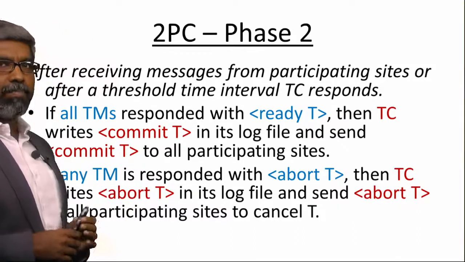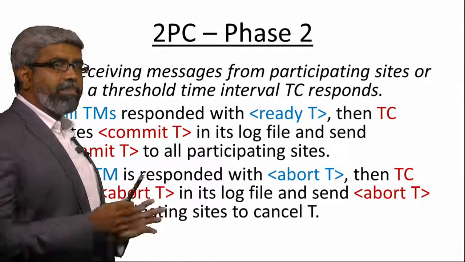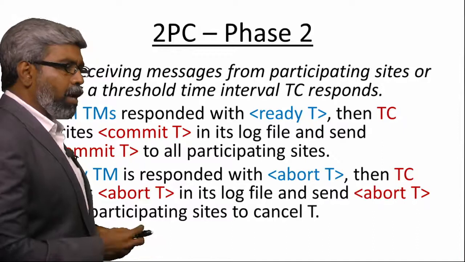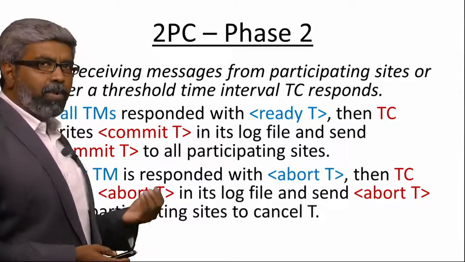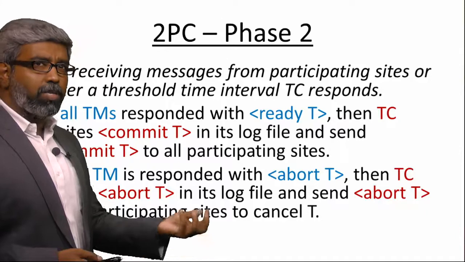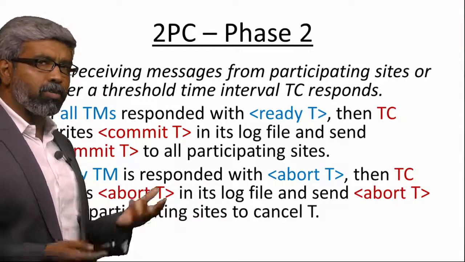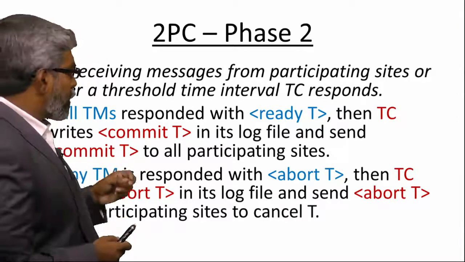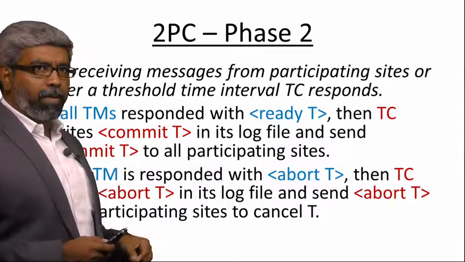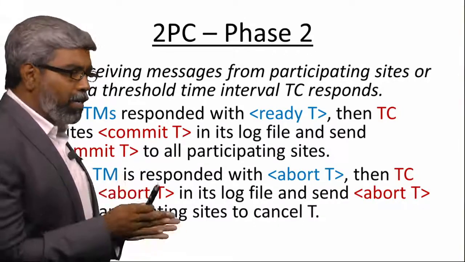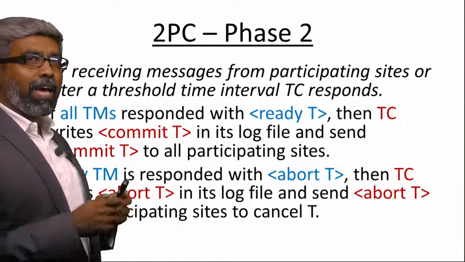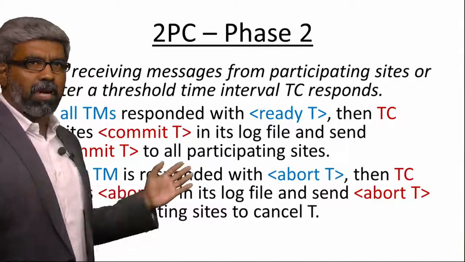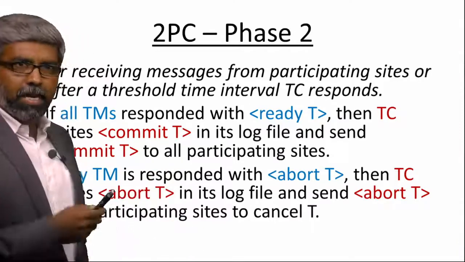Another possibility is that if any TM responds with an abort T message, from one or a few of the transaction managers, then it is well understood that that particular transaction manager is not able to finish the transaction properly due to some reasons. Then the transaction coordinator writes an abort T message in its log file, and sends abort T to all participating sites to cancel the transaction T. So this is what the second phase is about. In the second phase, it decides the fate of the transaction T.